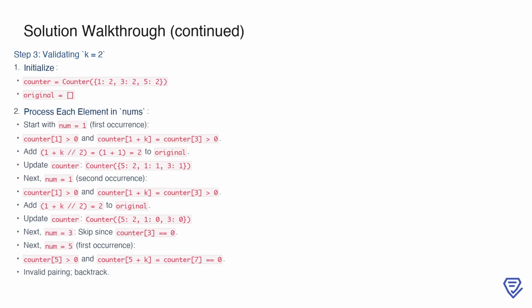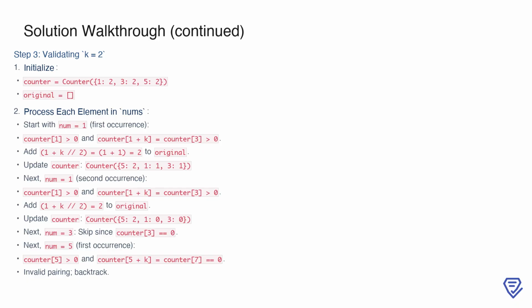For k equals 2, we initialize the counter as Counter({1: 2, 3: 2, 5: 2}), and an empty list original. We start processing nums. For number equals 1, first occurrence, both it and its pair, 1 plus k equals 3, are available. We add 1 plus k // 2 equals 2 to original and update the counter, reducing the counts of 1 and 3. The counter becomes Counter({5: 2, 1: 1, 3: 1}).